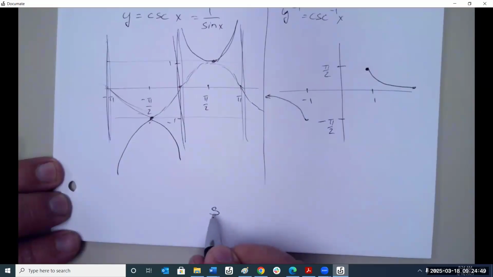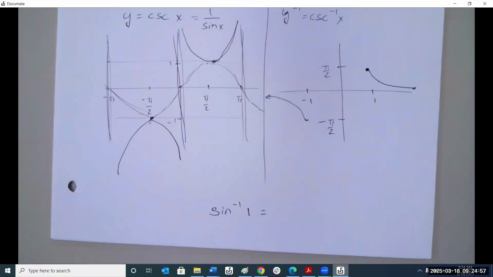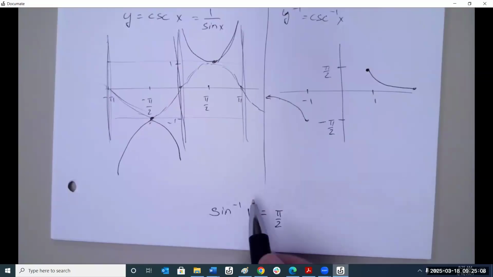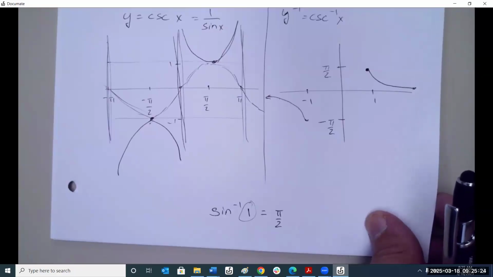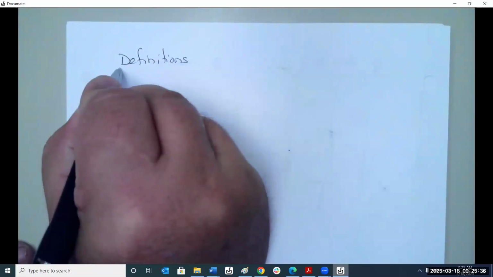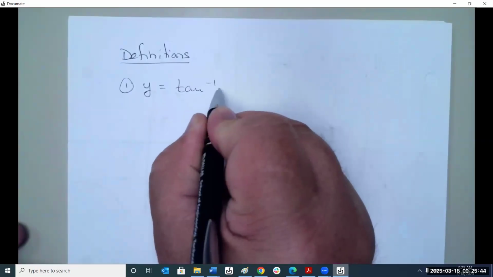For example, if I give you that, what would be the answer? Yeah. So it's asking for what angle gives the sine function an answer of 1, a value of 1, pi over 2. Or again, it's pi over 2 plus 2 pi. Or n pi. All right, let's look at the definition here of the inverse functions. And then y equals the inverse of tangent.